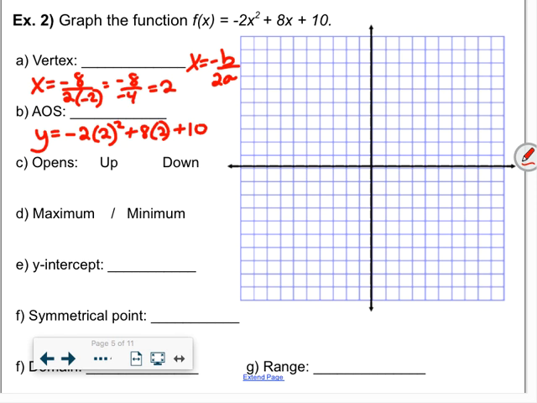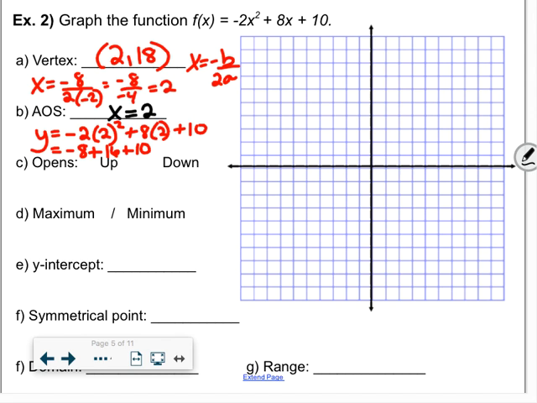So, please excuse my dear Aunt Sally: 4 times the negative 2 is negative 8, plus 16, plus 10. So 8 plus 10, isn't that 18? So this is (2, 18). So my axis of symmetry is x equals 2.